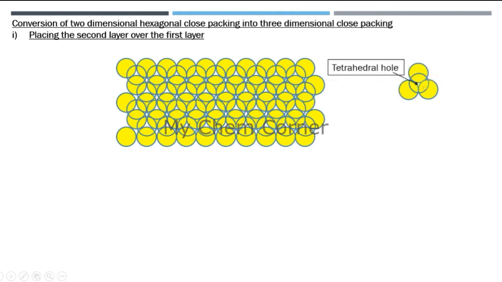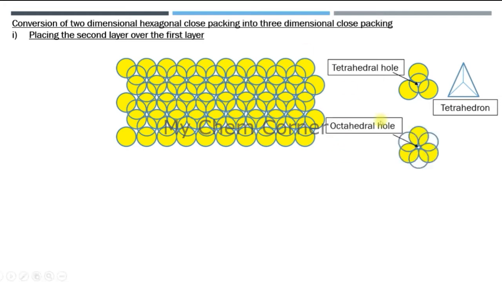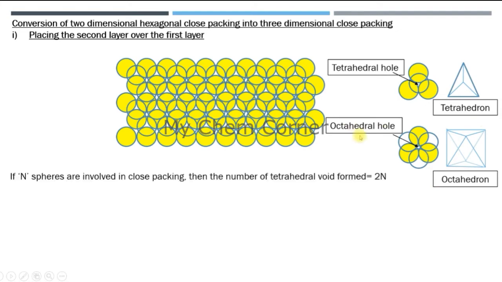So this type of void is called a tetrahedral void. When you try to connect the centers of the spheres, you will end up getting a tetrahedron. That's why the void there is called a tetrahedral void or tetrahedral hole. But some places like here, the void is clearly visible because there is no sphere covering it. In such places, it is called an octahedral void, and when you join the centers of all the spheres in this type of arrangement, you will get an octahedron. So that's why it is called an octahedral void.